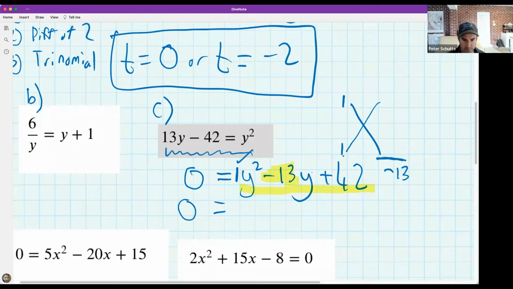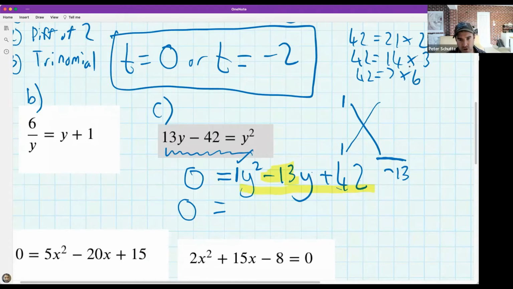Now you ask yourself the 42. What 2 numbers multiply together to give you 42? So you may say, well, 42 could be 21 times 2, or it could be 14 times 3. I think, wait, 14, 28 times 3. Or what else? 42 could be 7 times 6.